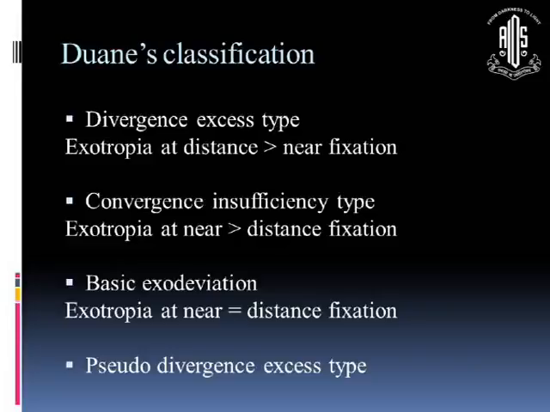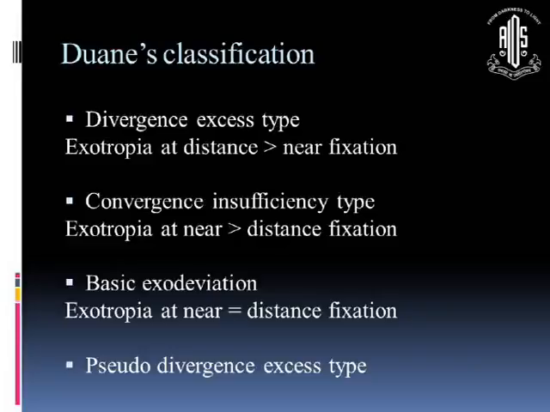In Duane's classification, all of you are familiar: divergence excess, wherein the exotropia is more for distance than near; convergence insufficiency, where the exo is more for near; and the basic type, with distance and near being the same. And the pseudo divergence excess, wherein the deviation is more in the distance gaze compared to the near gaze; doing a patch test or other test will eliminate this. If it has true divergence, we plan for the true divergence, and if it is the other type, plan for the basic or more for near.